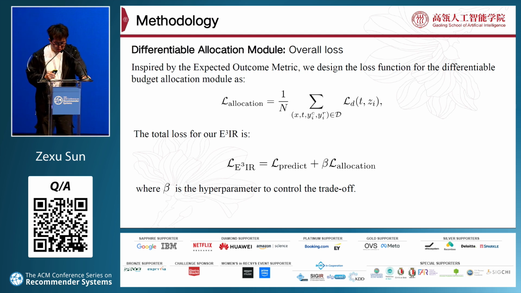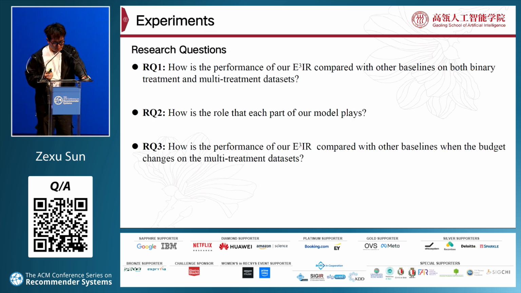Overall, we have the following loss function for the end-to-end optimization, which is the sum of the prediction loss and the budget allocation loss. And beta is the hyperparameter to control the trade-off. Then we conduct experiments to answer the following research questions, which are mainly from three aspects.